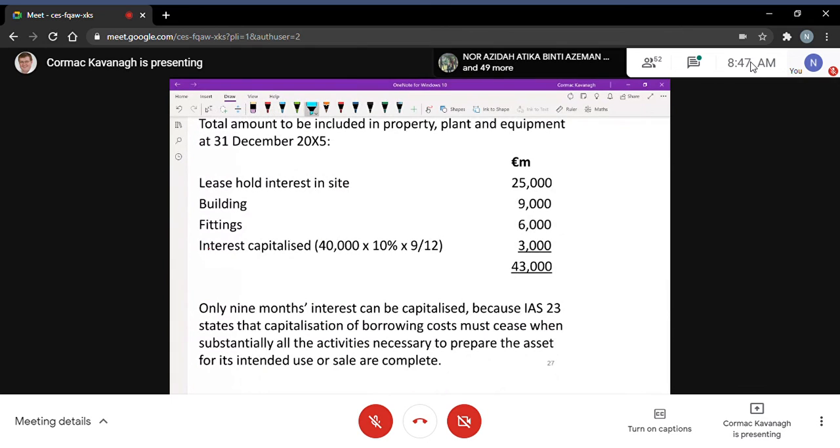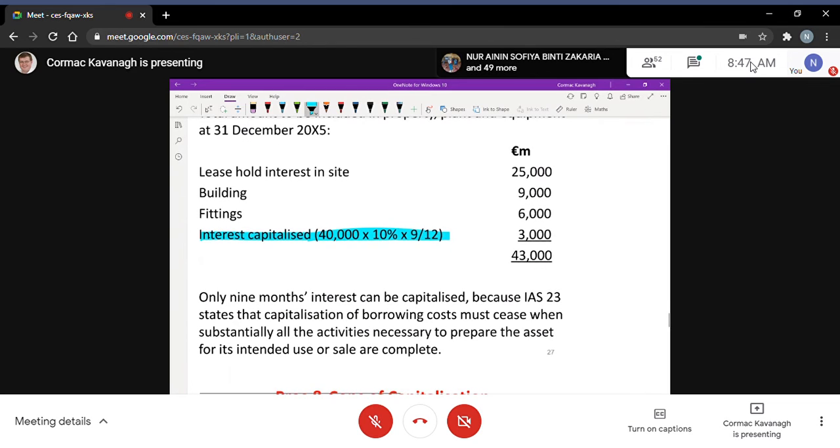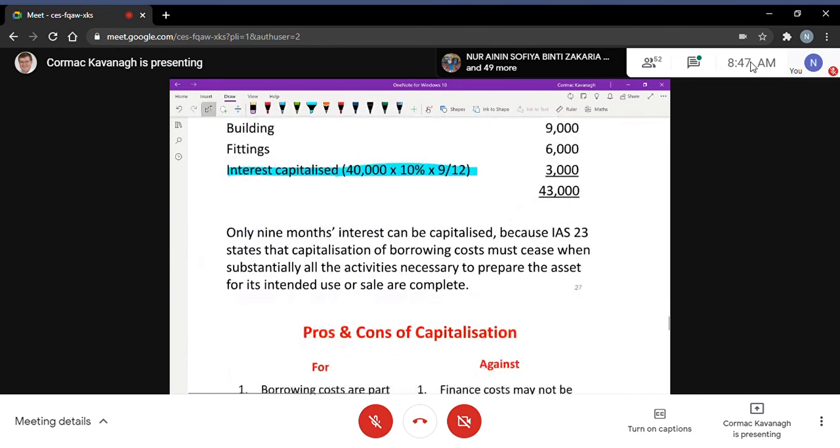We have capitalized interest at 10%. This adds on to the cost of our asset, and then we will depreciate that asset as normal in future once we start using the asset.